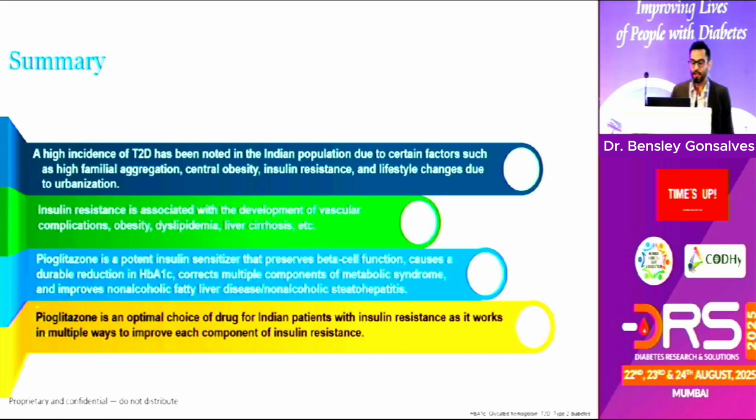So to summarize, there is a high incidence of type 2 diabetes with insulin resistance. Lifestyle change and urbanization and specific drugs are the key to treating insulin resistance in our patients. It is associated with development of both macro and microvascular complications, and pioglitazone is the go-to agent which improves the insulin sensitivity both in the peripheries as well as in the liver. So it is the optimal choice in our Indian patients.